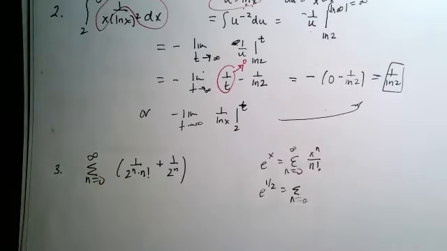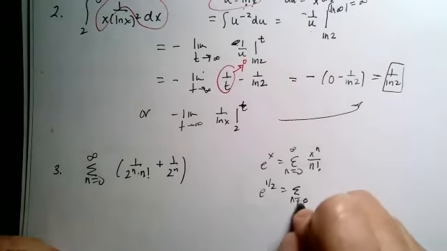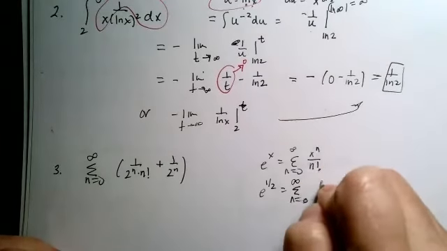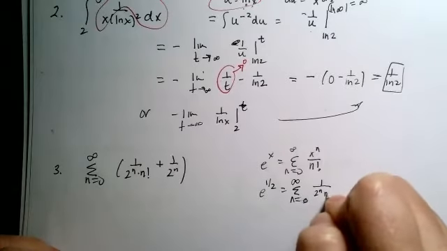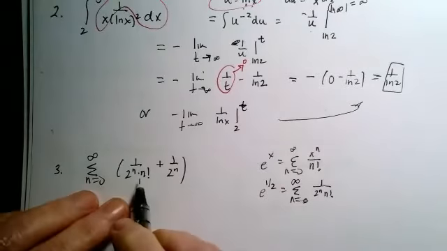It looks like my pen is dried up. So we'll have 1 over 2 to the n over n factorial. So that's just e to the 1/2.